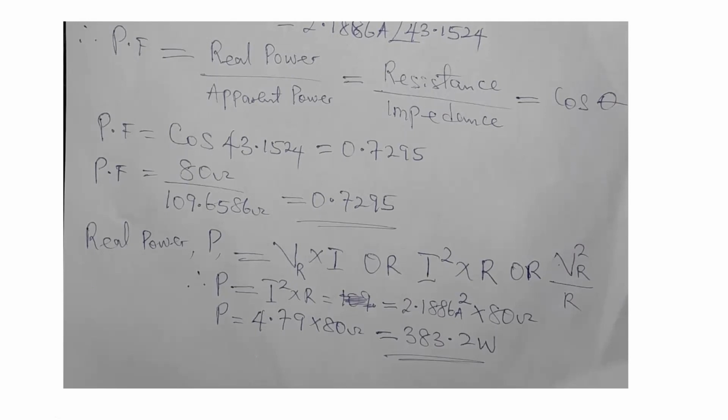Okay. So in this case, what you should do is that since we have our impedance and we have our resistance, you just do 80 over the impedance. You have your power factor. It's very simple.